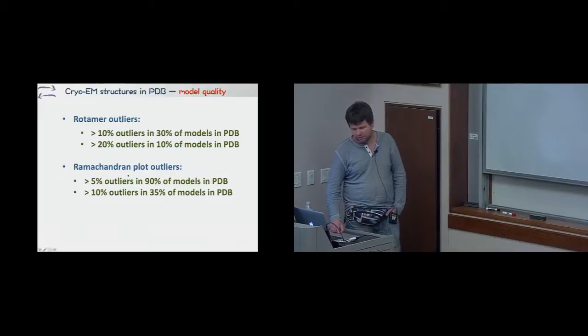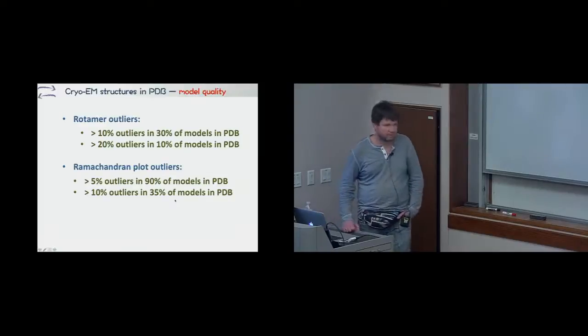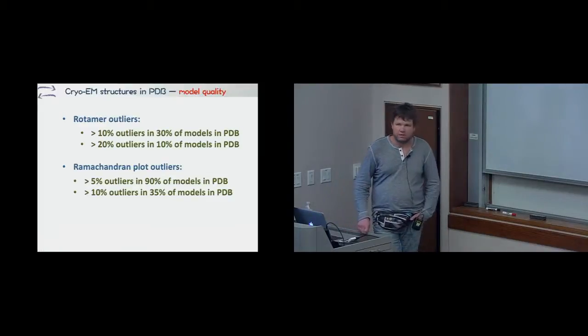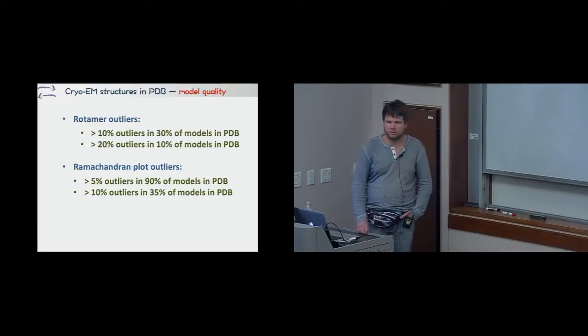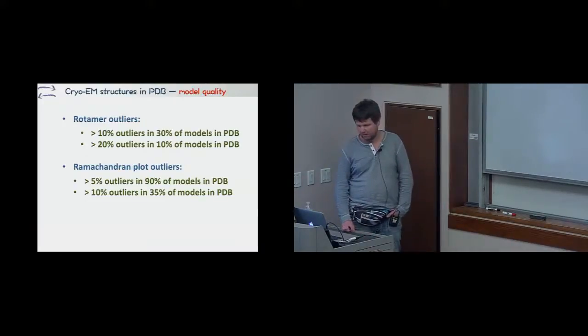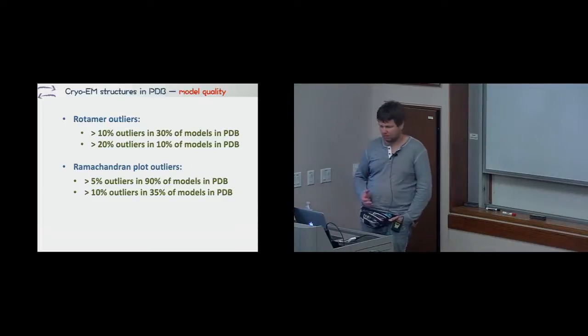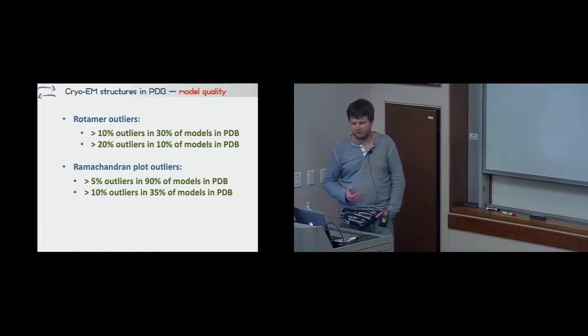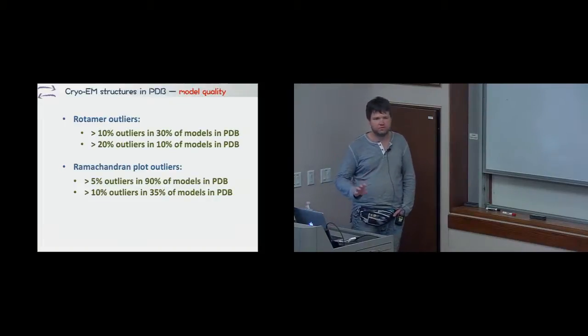The situation is equally bad with Ramachandran plot outliers. We have 5% of Ramachandran outliers in 90% of models in the PDB, and more than 10% of outliers in 35% of models in the PDB. Again, we all know that a Ramachandran or rotamer outlier is not necessarily a bad thing. It may be a valid outlier if and only if it is justified by the experimental data, by the map, for example. But again, we are talking about very low resolution structures where those kinds of details are not really visible. So this is one challenge that I faced right away.